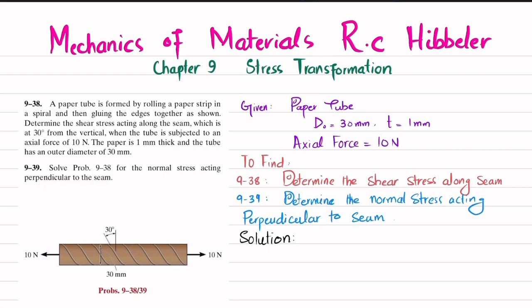So you can see this is the paper tube that is formed by rolling the paper strip in a spiral and then gluing. A normal tensile load of 10 Newton is applied, and this is the seam. You can see this seam is acting 30 degrees from the vertical. So you have to find the shear stress along this seam, and in this part we have to find the normal stress acting perpendicular to this seam. So let's start with the solution.